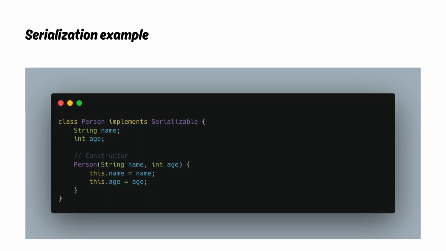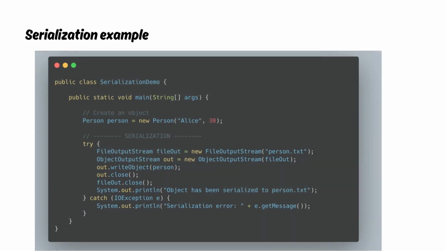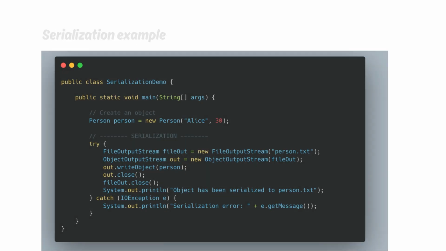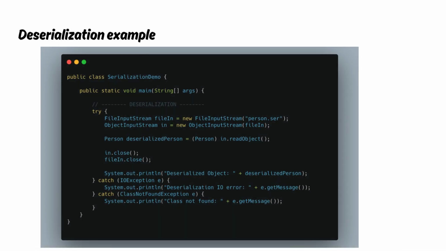Suppose you have a simple class called Person, and you want to serialize an object of that class. You'd implement Serializable. Then you'd use ObjectOutputStream to write it to a file. To bring that object back, to deserialize it, you'd use ObjectInputStream, which reads the file and reconstructs the object for you. It's that simple.